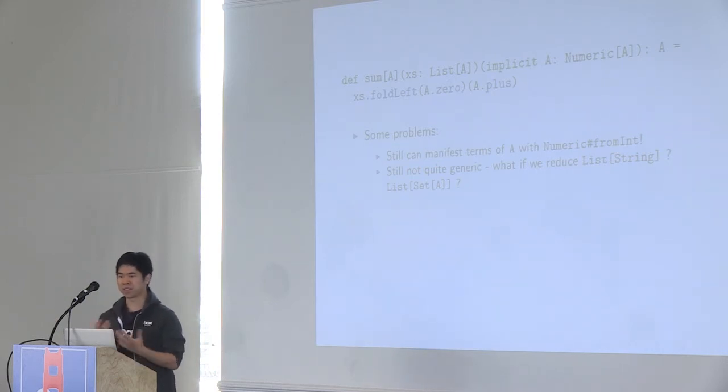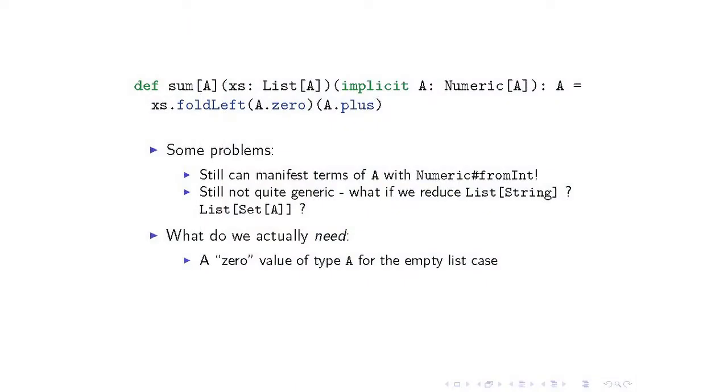We cared that we had a list of something. The list was the important part. Here, what we actually care about is that we have a 0 value of type A for the case of an empty list, and to sort of act as the initial seed for our accumulation. And we need some binary operation to do the accumulator, right?